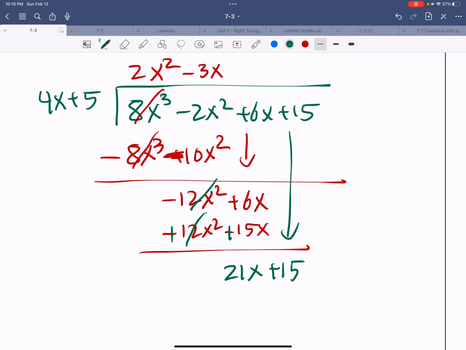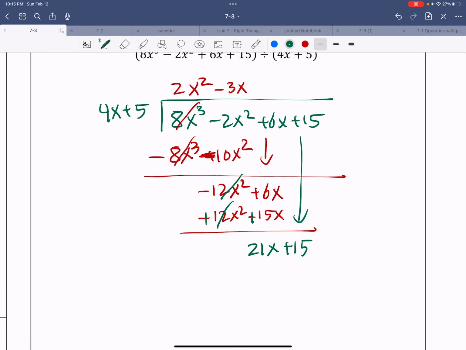Now, here's the thing. So here's how remainder works. So 4 does not go into 21, but let's go to closer one. What's the closest number that I can get into 21? 20, which means I have to multiply by 5, right? So 5 times 4x, you're going to get 20x. 5 times 5 is plus 25.